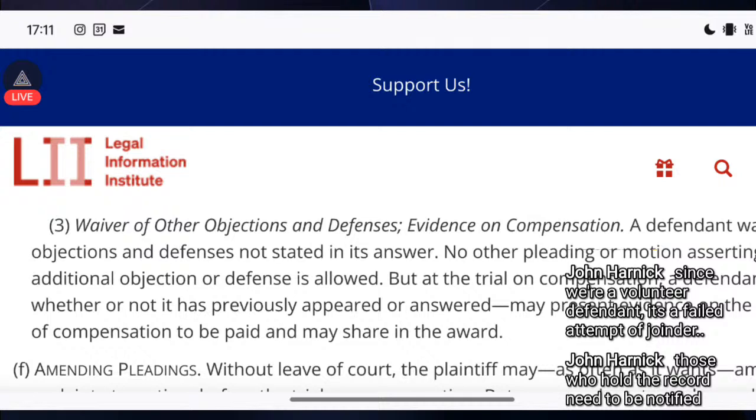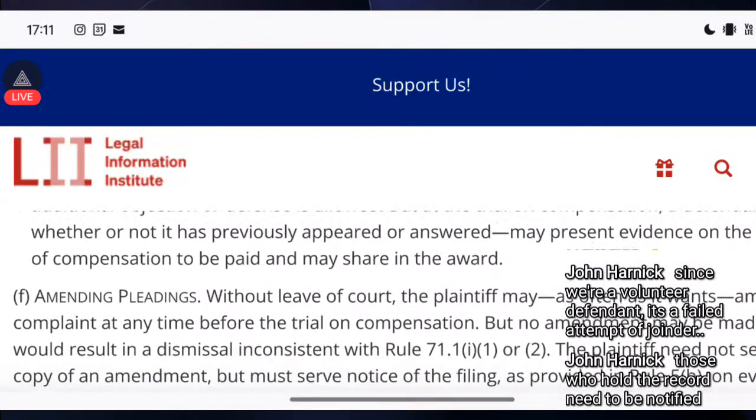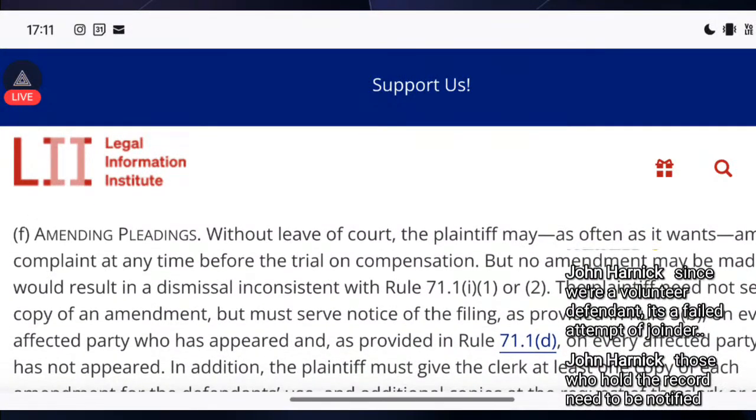Evidence on compensation. But at the trial on compensation, a defendant, whether or not previously appeared or answered, may present evidence on the amount of compensation to be paid and may share in the award.